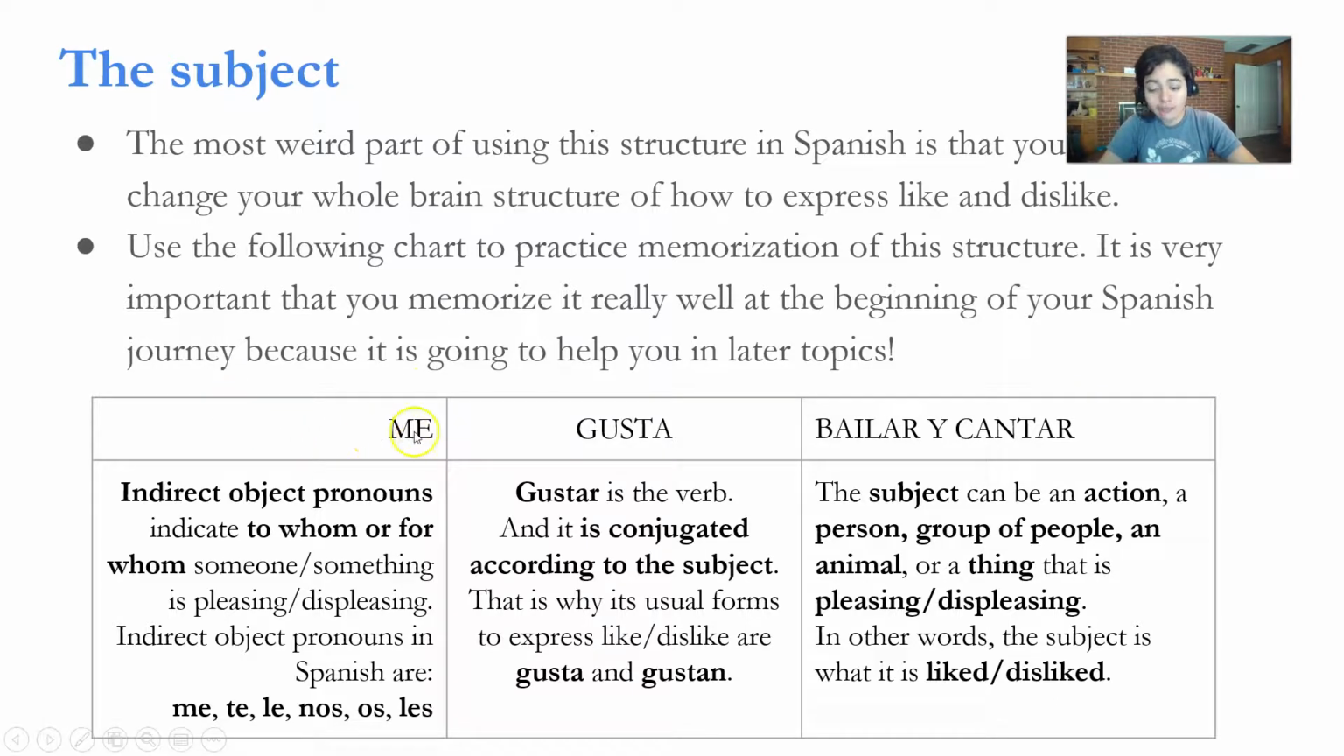So, you have first the indirect object pronouns to indicate to whom or for whom someone or something is pleasing or displeasing. So, the indirect object pronouns in Spanish are me, te, le, nos, os, les. Memorize them and their meaning. Gusta comes from gustar and it is conjugated according to the subject. The subject is what is being liked or disliked. That is why its usual forms to express like or dislike are gusta or gustan. The subject can be an action, a person, a group of people, an animal, or a thing that is pleasing or displeasing. In other words, the subject is what is liked or disliked.